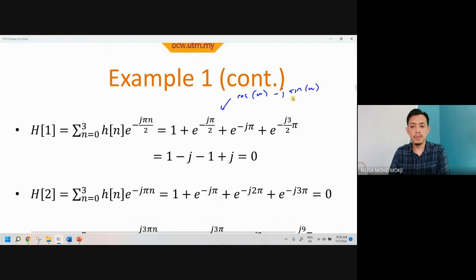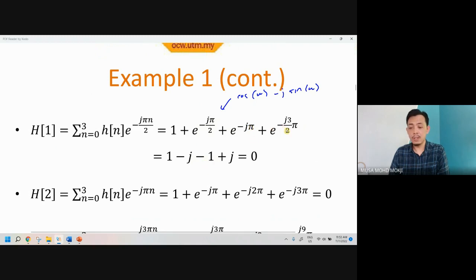Okay, cos and sine. So for pi over 2, cos pi over 2 is 0, because this is actually a simple example. But sine pi over 2 is 1, and then you have the minus there. So that's why you get minus j. E to the power of minus j pi, cos pi is minus 1 and sine pi is 0. So this is where you get minus 1.